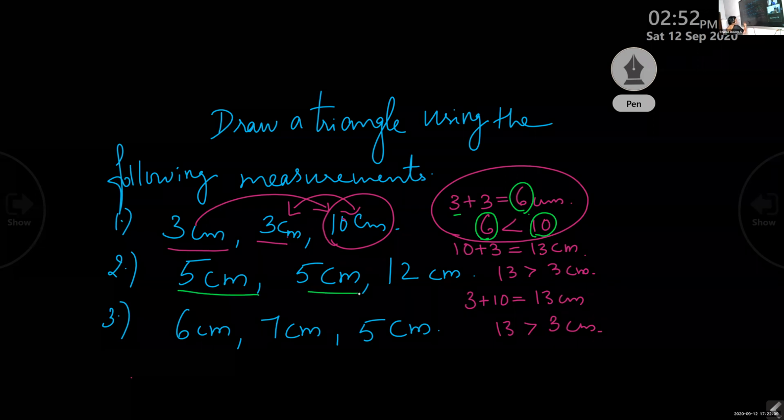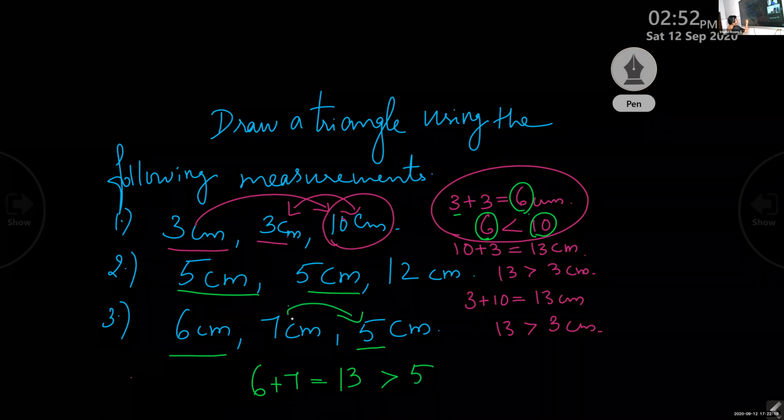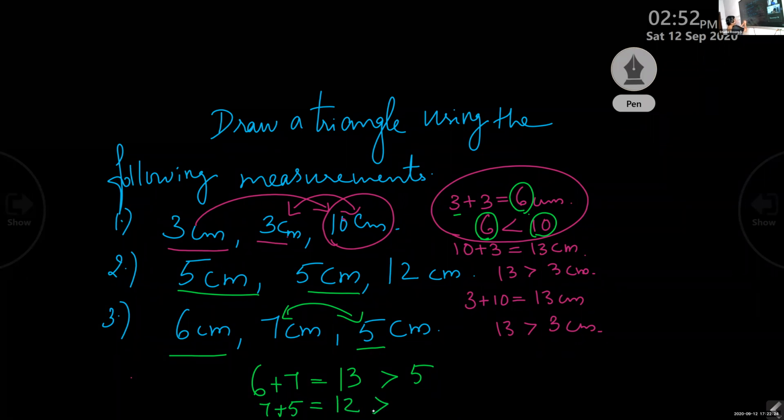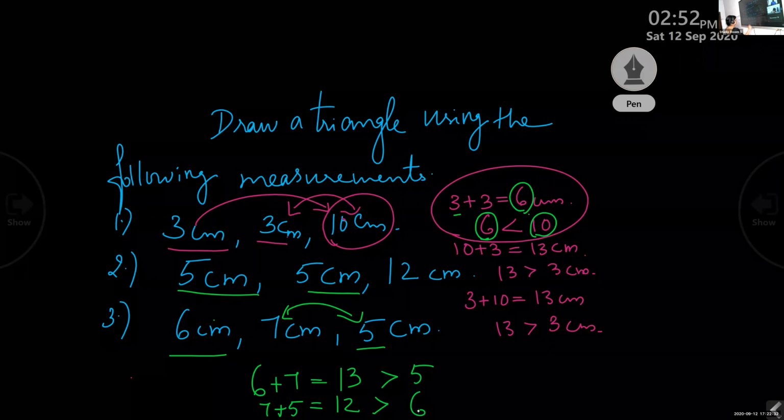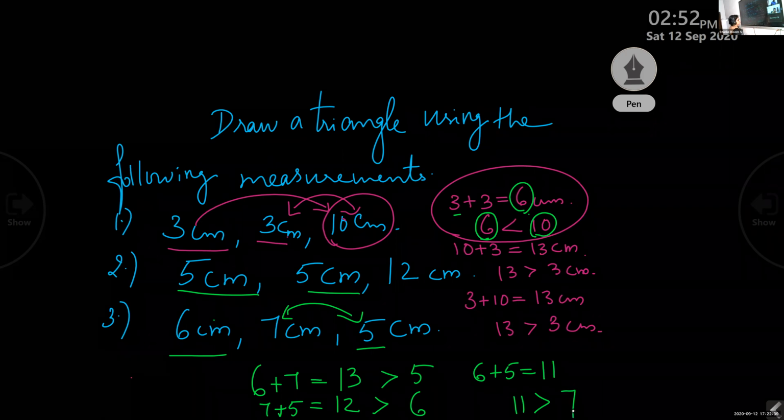Okay. What about this? You see 6 plus 7, you will get 13. 13 is greater than the third side, 5. Next combination, you take 7 plus 5, 12. 12 is greater than, what is the third side now? 6 is greater. Now take the other combination, 5 plus 6, that is 11. 11 is greater than 7, isn't it? So any two sides you add, it will always be greater than the third side.